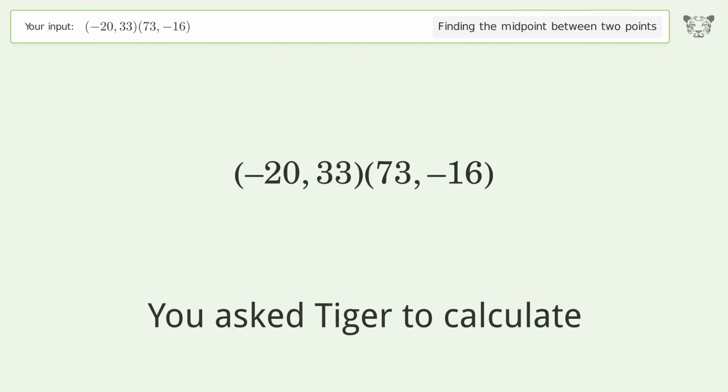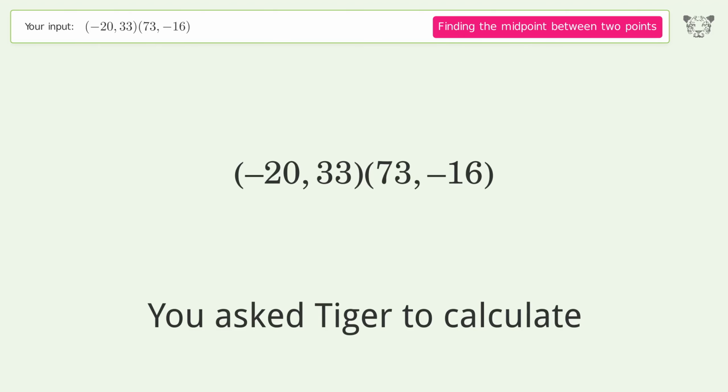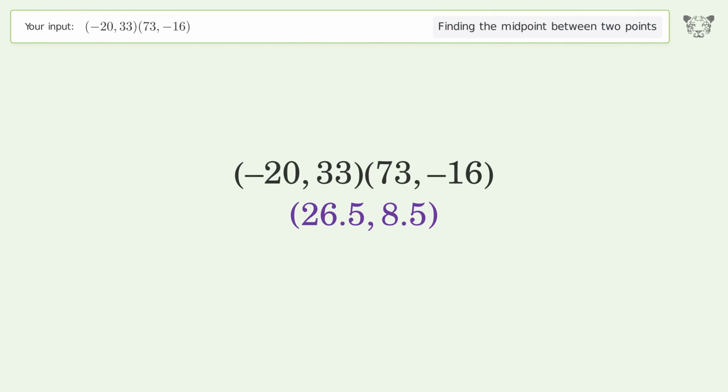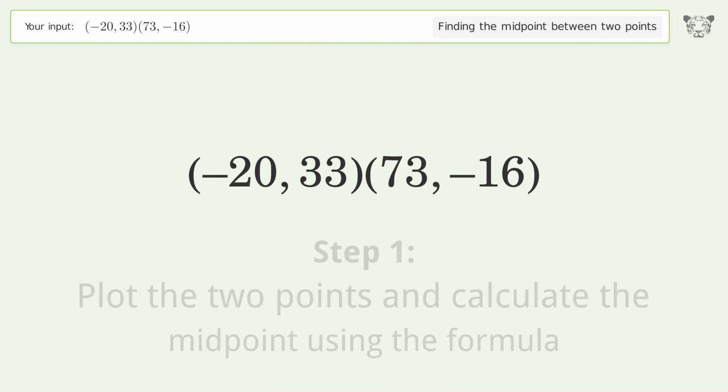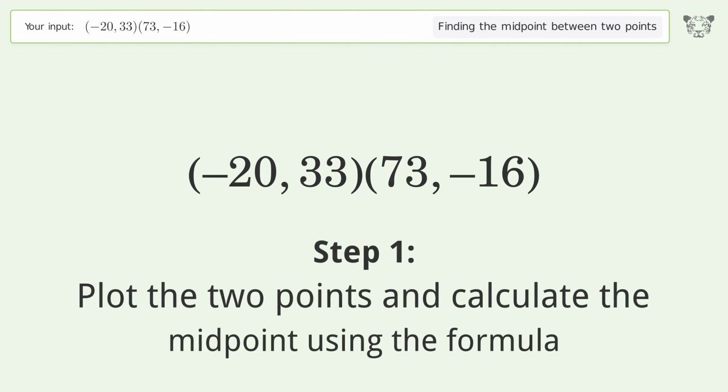You ask Tiger to calculate. This deals with finding the midpoint between 2 points. The midpoint between the 2 points is 26.5, 8.5. Let's solve it step by step. Plot the 2 points and calculate the midpoint using the formula.